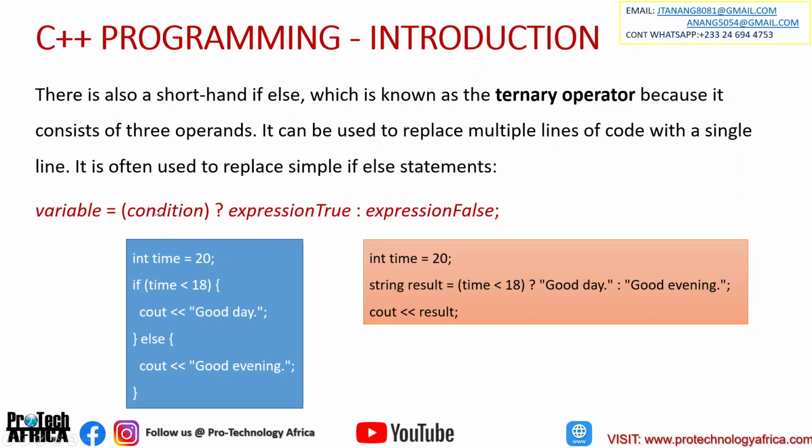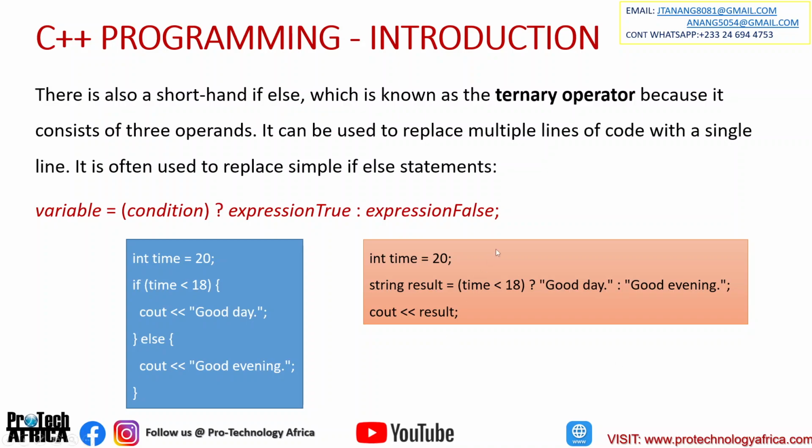So over here, it checks the condition. If the condition is true, the first expression will be executed. If the condition is false, the second expression will be considered. So now let's look at this. int time equals 20. If time is less than 18, output good day, else good evening. Now, the same expression can be written more simply using the ternary operator. We have int time equals 20, string result, and then we say time less than 18, good day, else good evening.